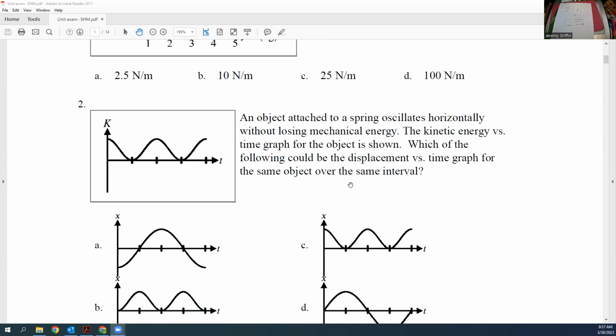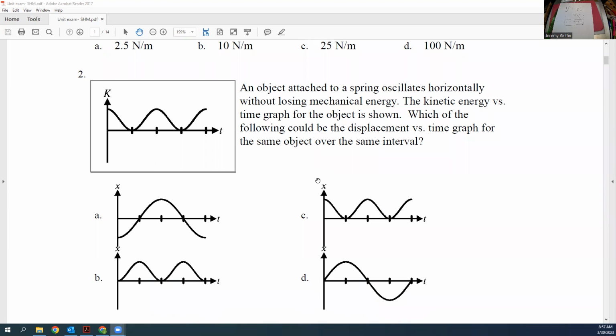Which of the following could be the displacement versus time for the same object over the same interval? It could be, right? Get a good look at those, run different scenarios in your mind, maybe jot some stuff down on paper. Kind of figure out what the answer to that one's going to be.